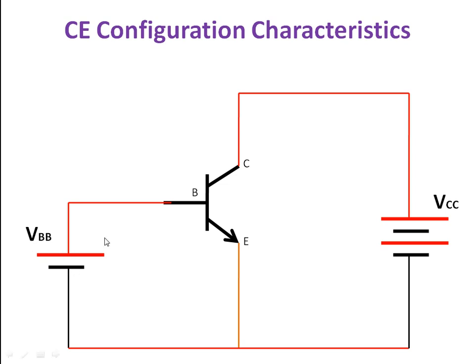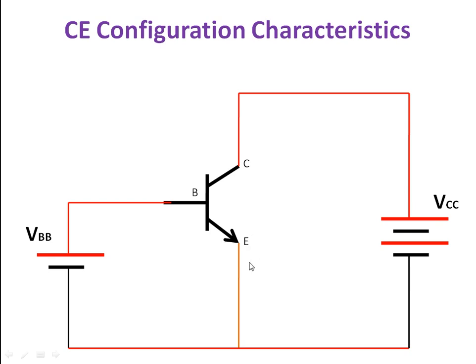This is VBB. VBB means the base voltage, and VCC means the collector potential. VBB is less than VCC, because VCC is very high compared to the input voltage, because the base is a P layer and the emitter is an N layer.